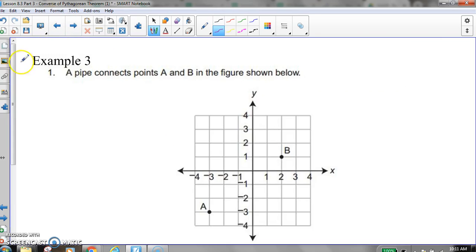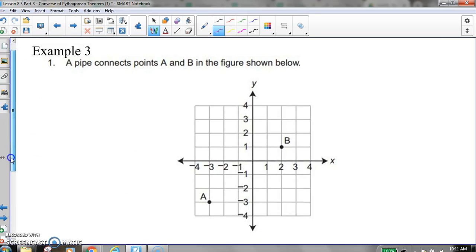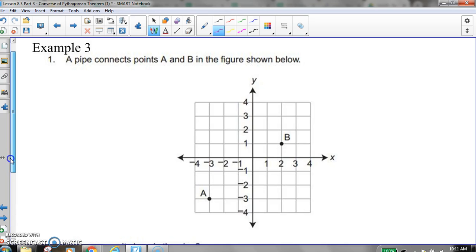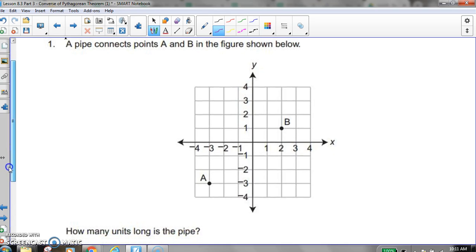All right, let's take a look at another type of problem. This is a popular PSSA question. It says, a pipe connects the points A and B in the figure shown below.